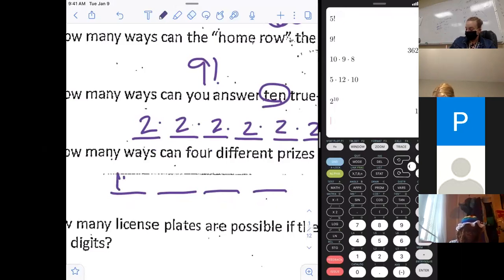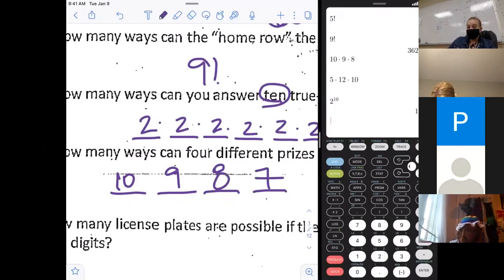So if I've got 10 people, any one of those 10 people can win the first prize. Once that person won, though, he can't win again. So then we go to the second prize. Now I've got one less, 9 people, who can win the second prize. Once that person gets the second prize, she can't win again. So now we have 8 for the third and 7 for the fourth.